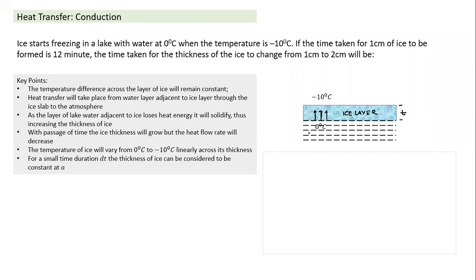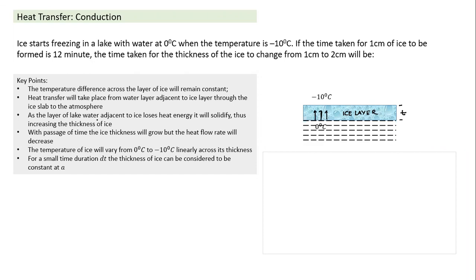So what are the key points here? I'll quickly run through some of the important points. The temperature difference across the layer of ice will remain constant. So even if the layer thickness changes, this will remain 0, this will remain minus 10. And that's one, which is very easy to understand. Heat transfer will take place from the water level adjacent to the ice layer through the ice slab to the atmosphere. That's how I have drawn it. That's how the heat transfer is taking place.